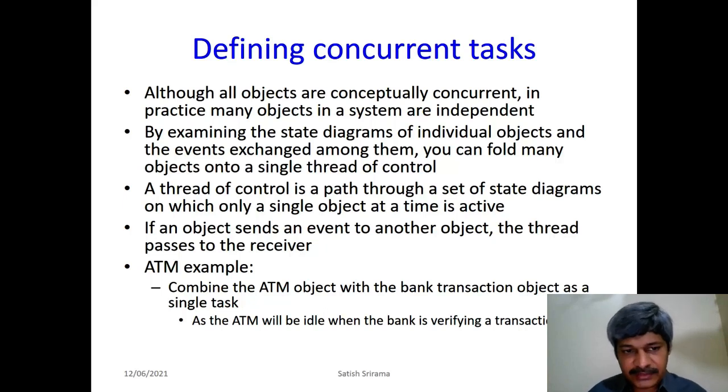In terms of the ATM example, whenever the bank is verifying a transaction for the customer, the ATM is idle, isn't it? It is waiting for that particular transaction to finish. So we can combine the ATM and bank transaction objects as a single task and put it on a single processor, because there is no concurrency associated there. That's about defining these concurrent tasks and concurrent subsystems, which of the subsystems are concurrent and which are mutually exclusive.